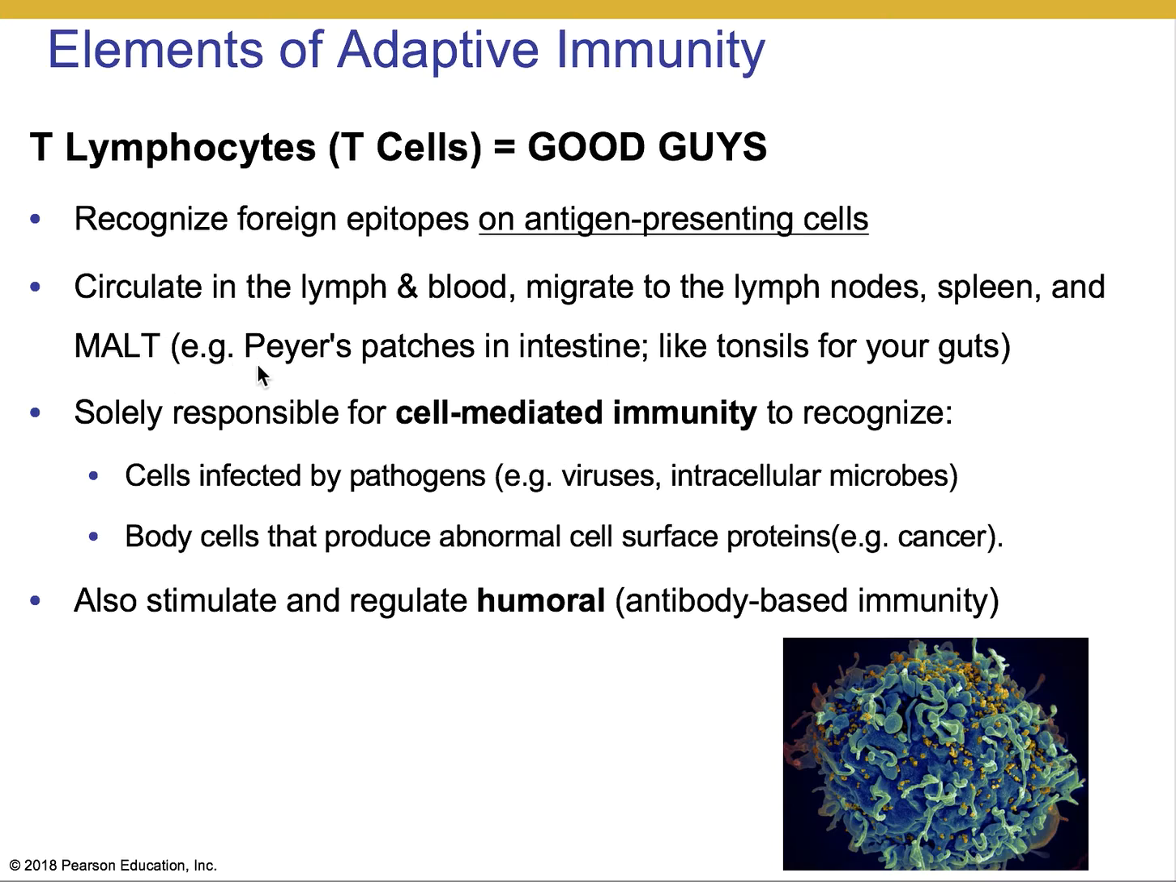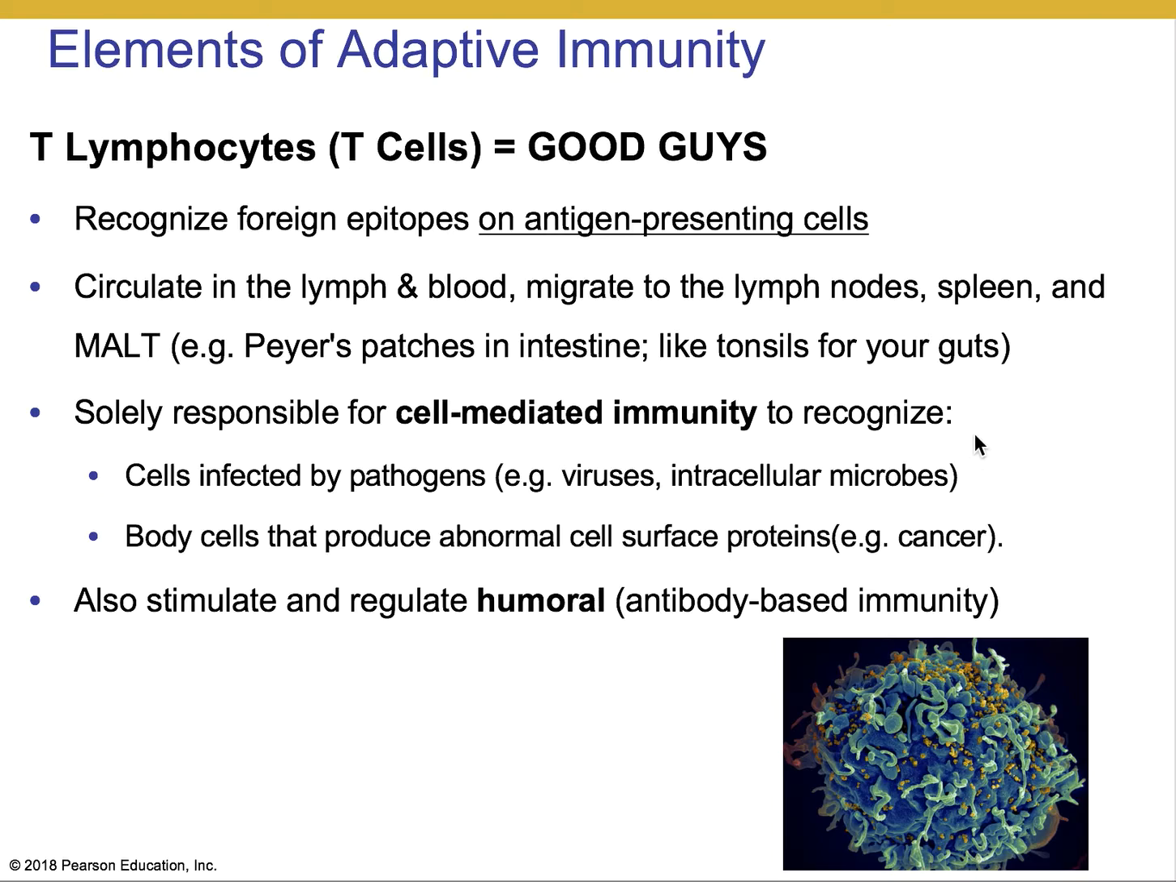We've brought up the Peyer's patches, for example, in the intestine. Sometimes we refer to these as kind of like tonsils for your guts. So those are always sampling things that may be present in the intestines and on the lookout for potential pathogens. So the T lymphocytes are the sole participants in cell-mediated immunity.